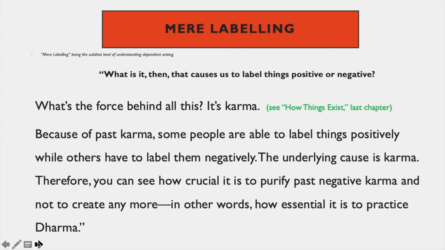What causes us to label things positive or negative? What's the force behind all this? It's karma. Because of past karma, some people are able to label things positively, while others have to label them negatively. The underlying cause is karma. Therefore, you can see how crucial it is to purify past negative karma and not to create any more. In other words, how essential it is to practice dharma. And so then we can loop back around to the 12 links of dependent arising and see how it all fits together from this deeper perspective.